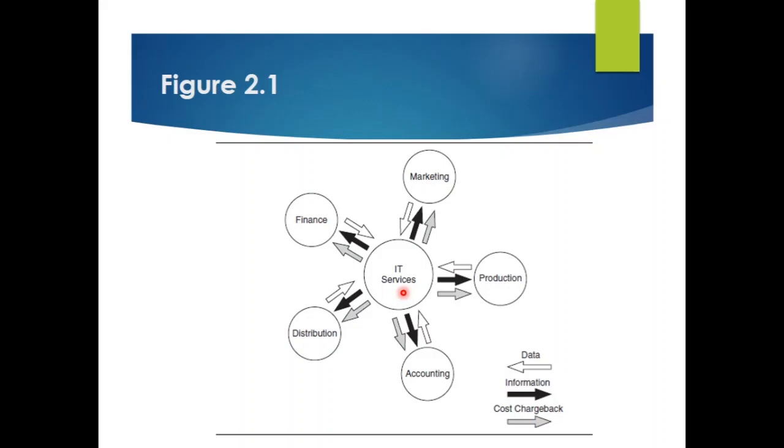End users, mainly marketing, production, accounting, distribution, and finance, are examples of your end users. They compete for those resources on the basis of need. As you can see, there are different legends here. The white arrow refers to the data, the black one information, and the cost chargeback. The end users, these departments, provide data to the IT services. Then in turn, the IT service department provides information to the end users. And at the same time, they charge cost for their services, right?